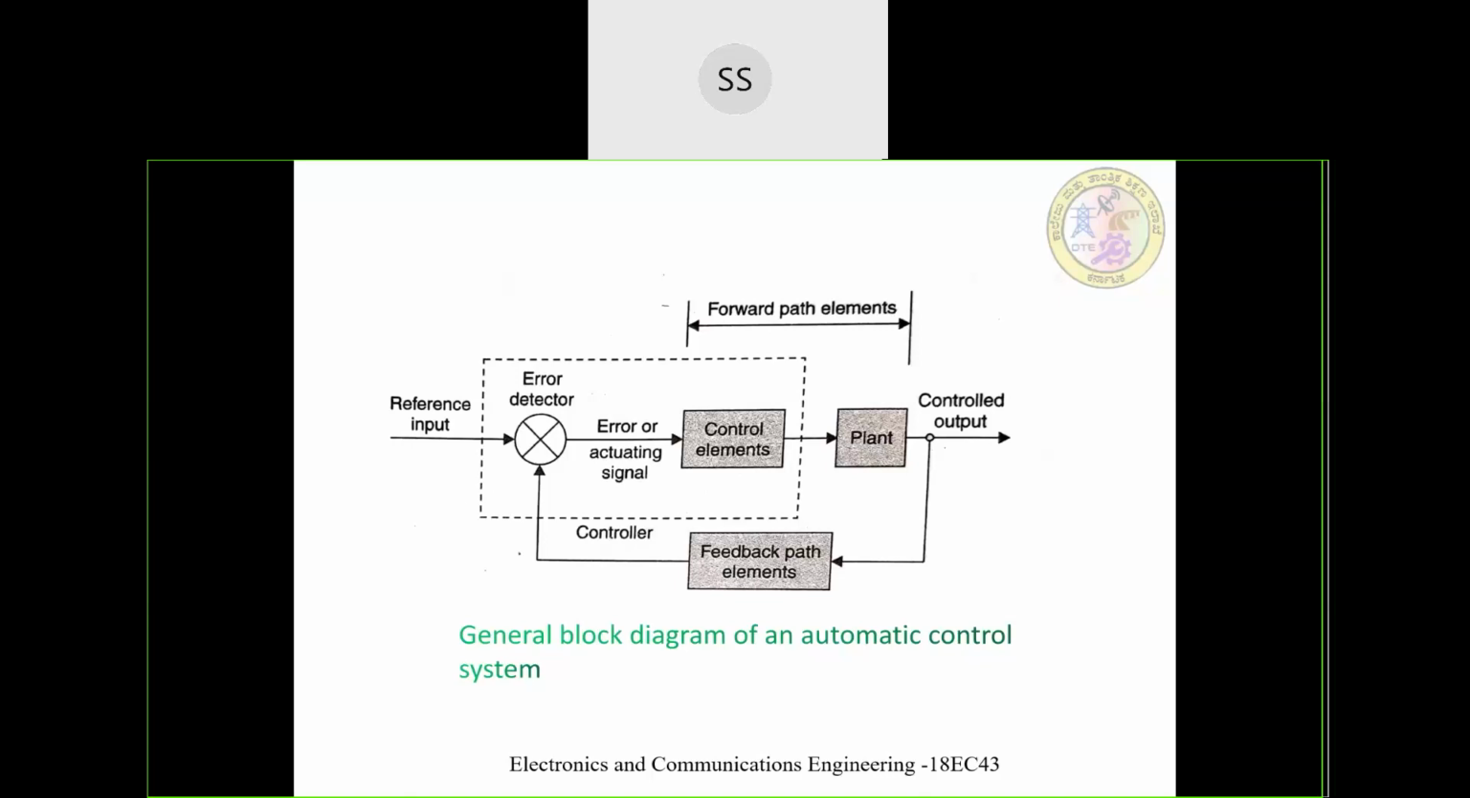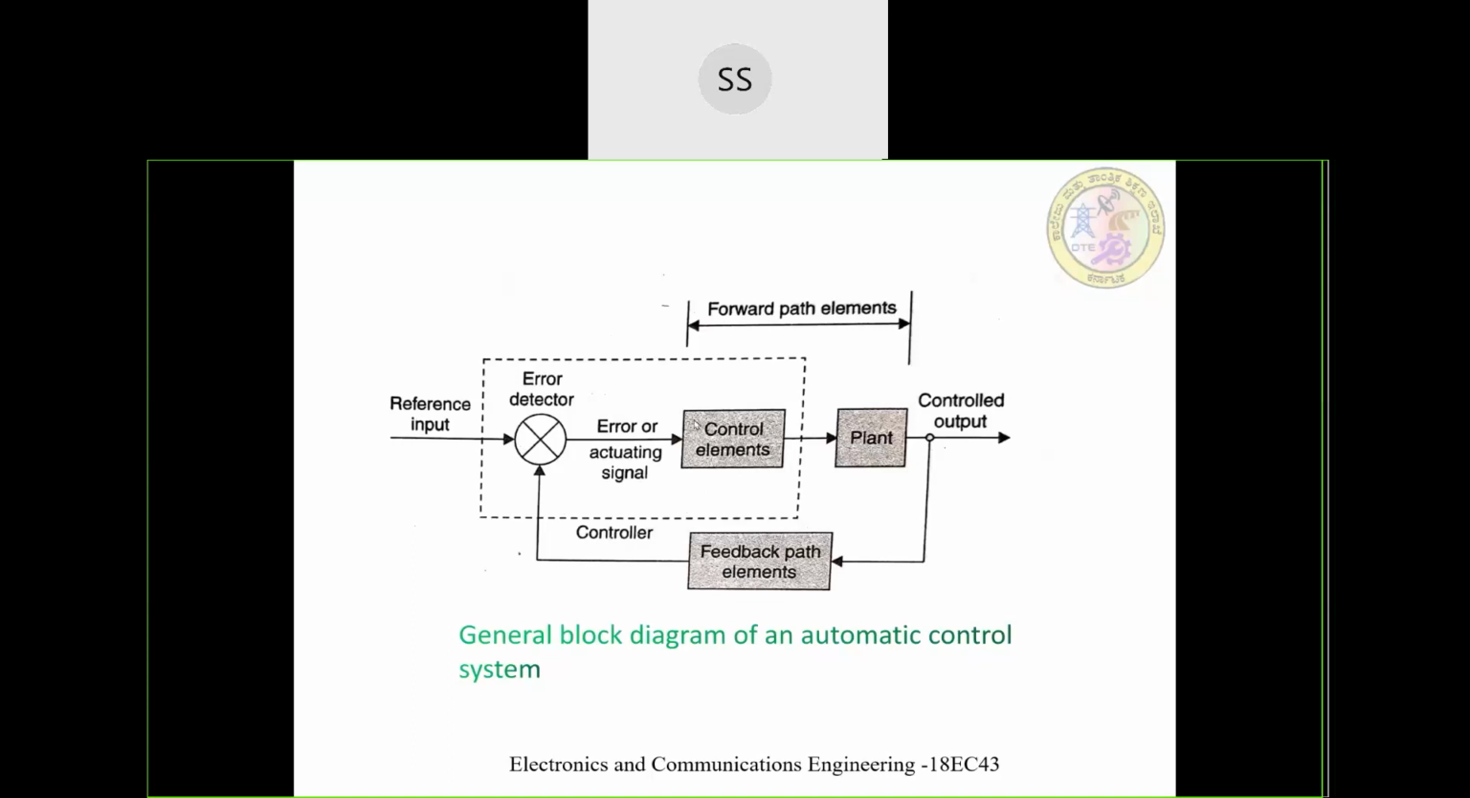In the beginning of the block diagram, what we have is a reference input. You can imagine this like a desired speed. I want to drive the vehicle at 100 km/h speed. That is the desired input, which we take as a reference input.